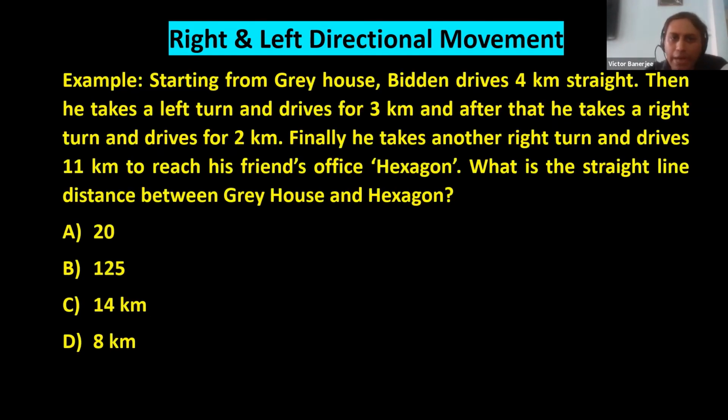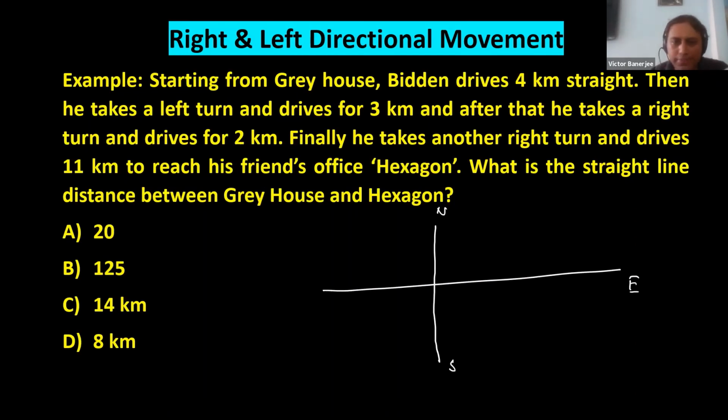The question was starting from Gray House. So first of all, according to our concept, you draw your conventional direction: north, south, east, west. Now starting from Gray House, the starting point you always take as the origin. So this is your Gray House. Let me take it as G, Gray House.